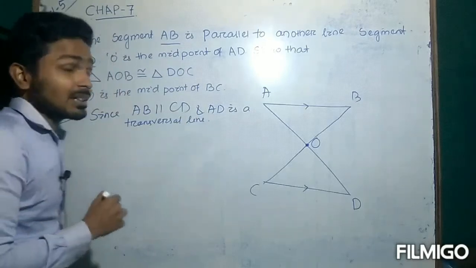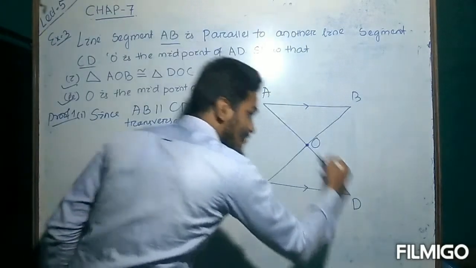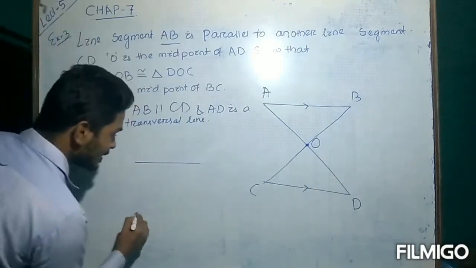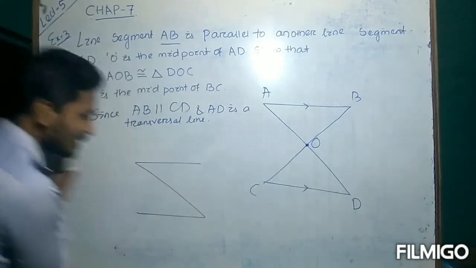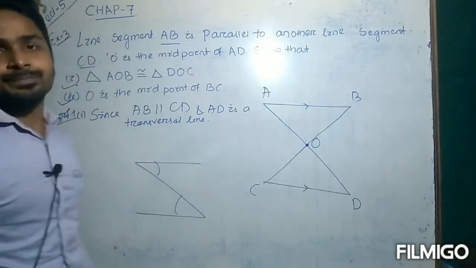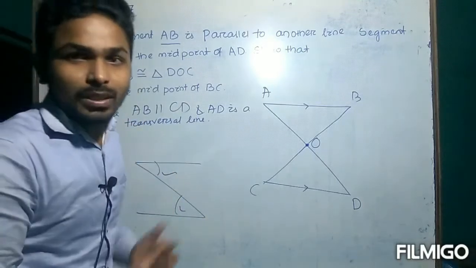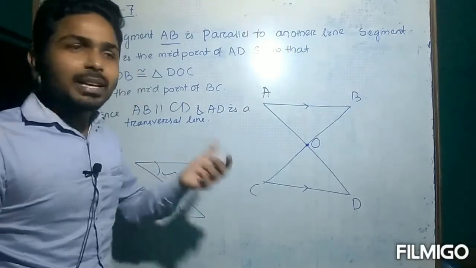Now, remember chapter number 6. We know if there are two parallel lines and a transversal line like this, then this angle is equal to this angle. Why? Because they are known as alternate interior angles. We know the pair of alternate interior angles will be equal.